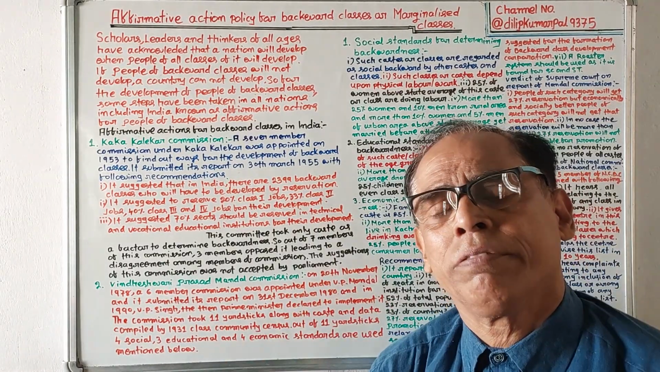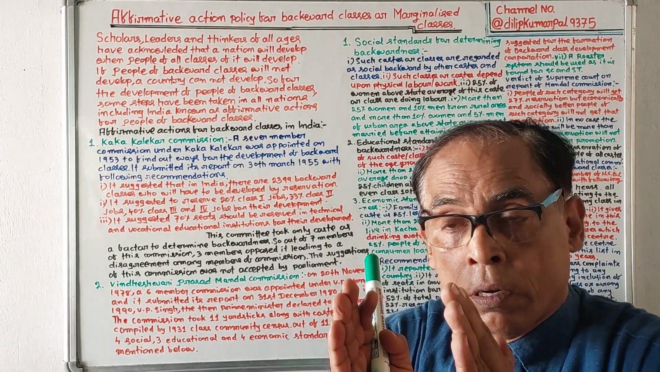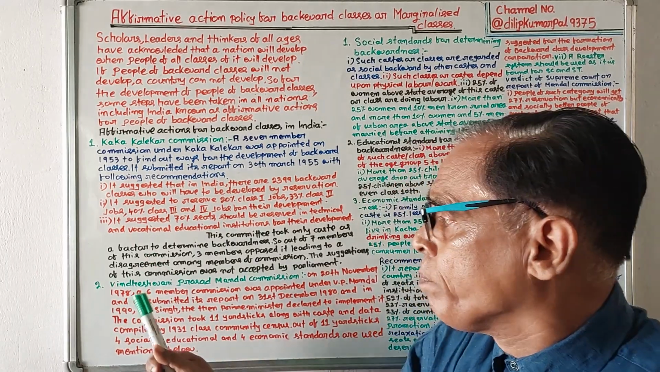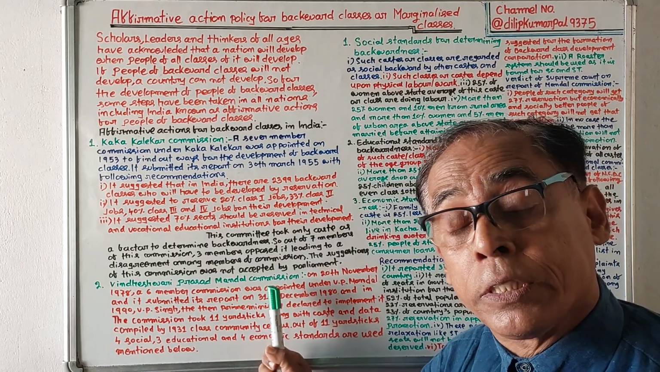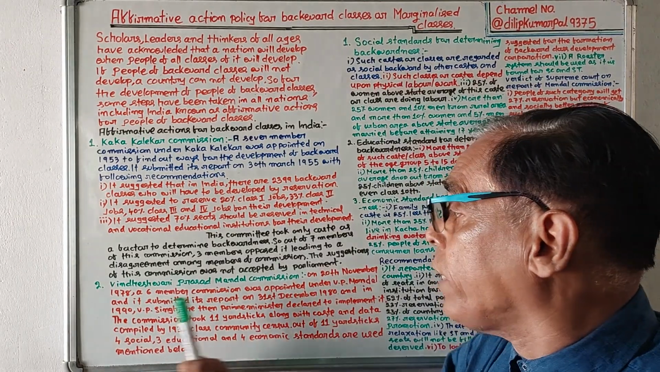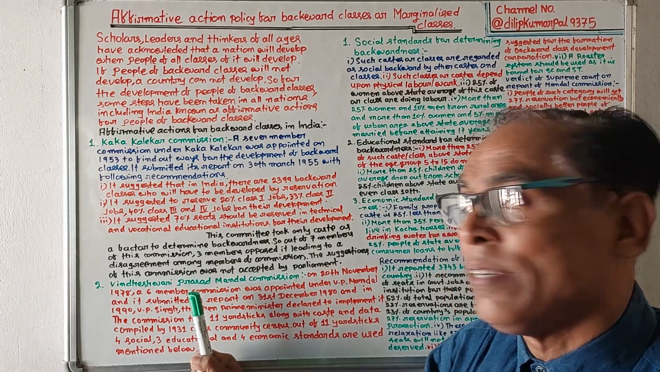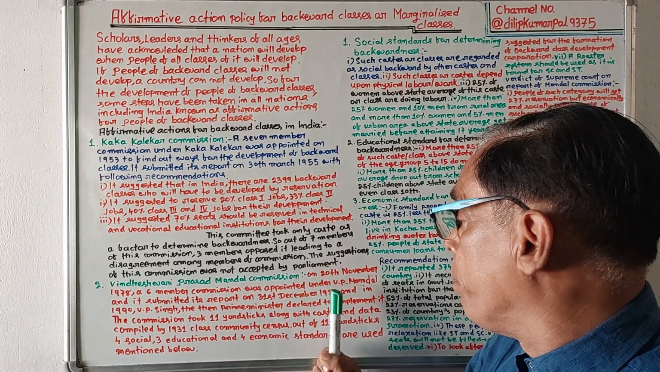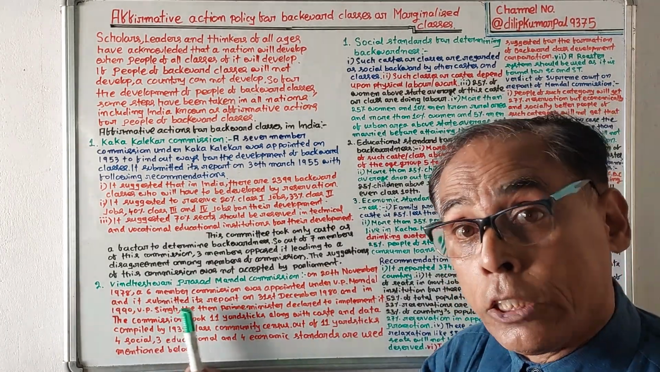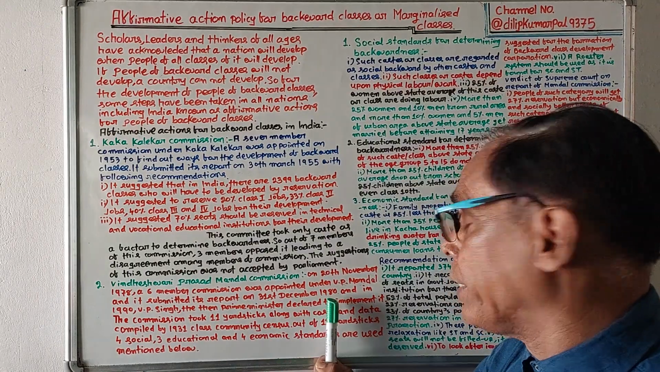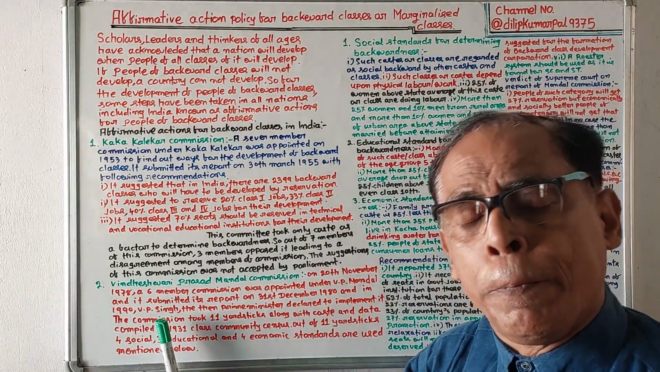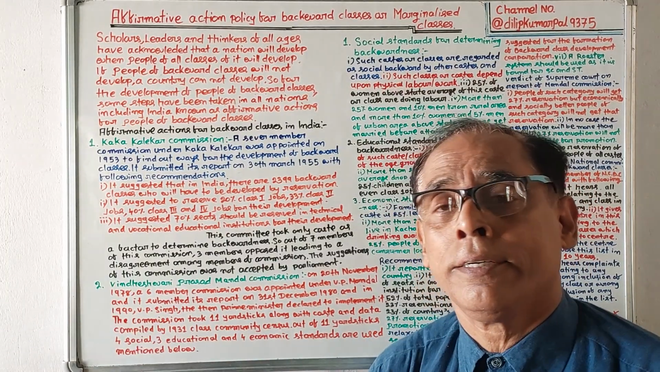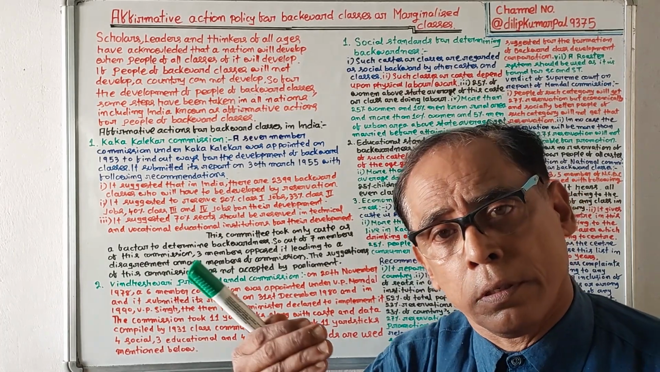So the second affirmative action for the development of the backward class was the Bindeswari Prasad Mandal Commission. On 20th November 1978, it was appointed. It was a 6-member commission under Bindeswari Prasad Mandal and it submitted a report on 31st December 1980. And in 1990, V.P. Singh, the then Prime Minister of India, declared to implement the recommendation of the Mandal Commission.